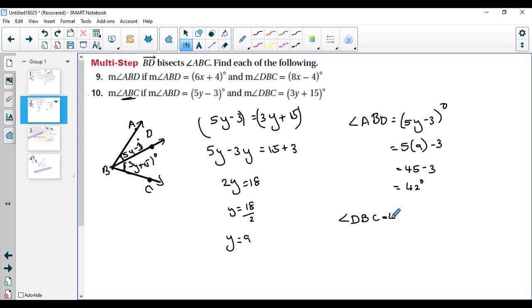By now, you know why do we say that? Because they both are congruent. They both are congruent angles. So if angle ABD is 42, angle DBC is also going to be 42.